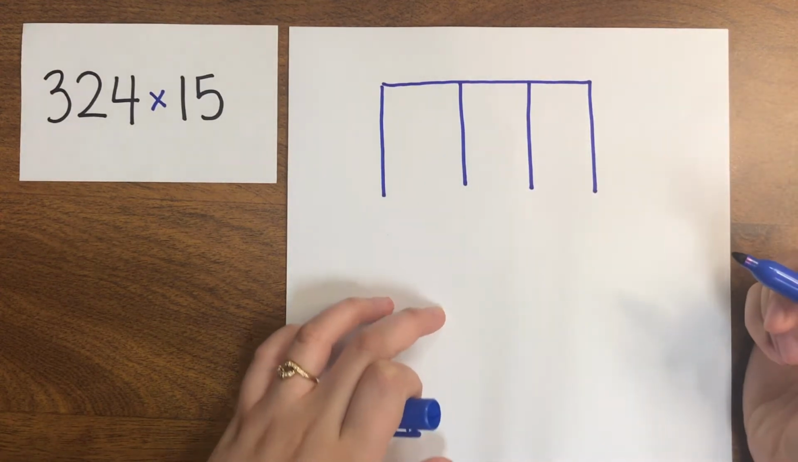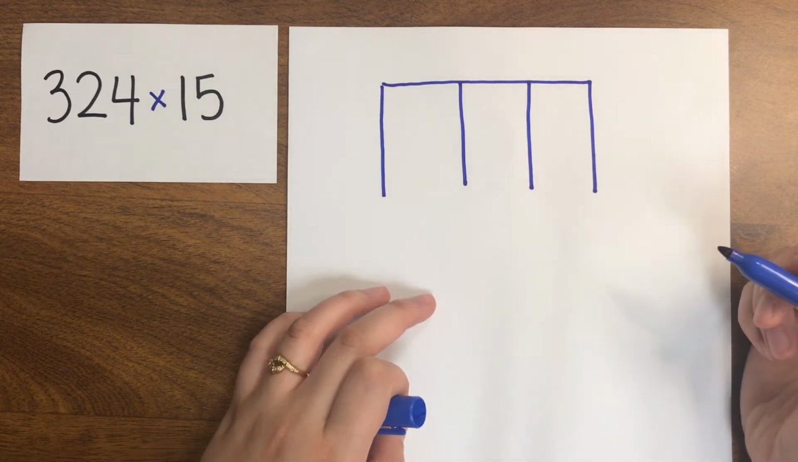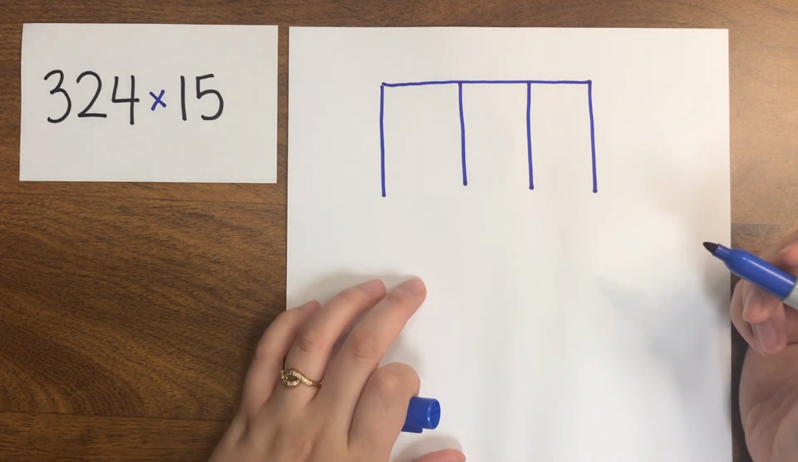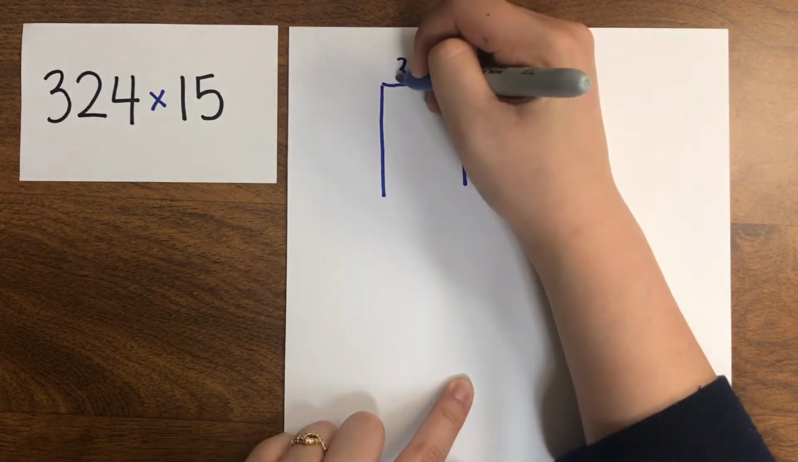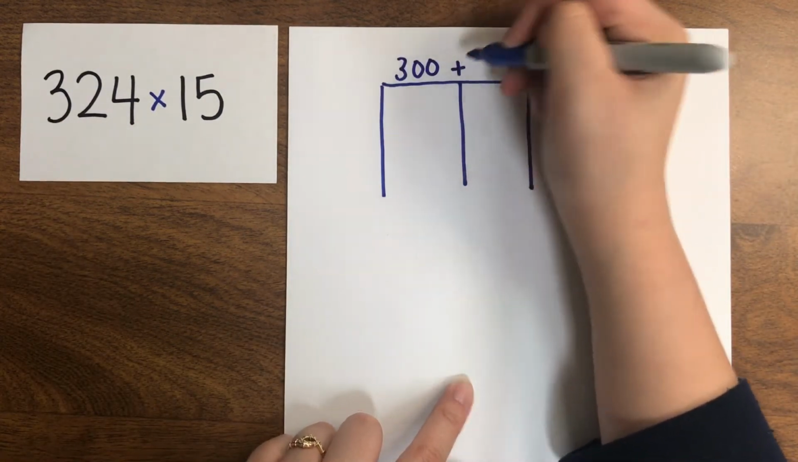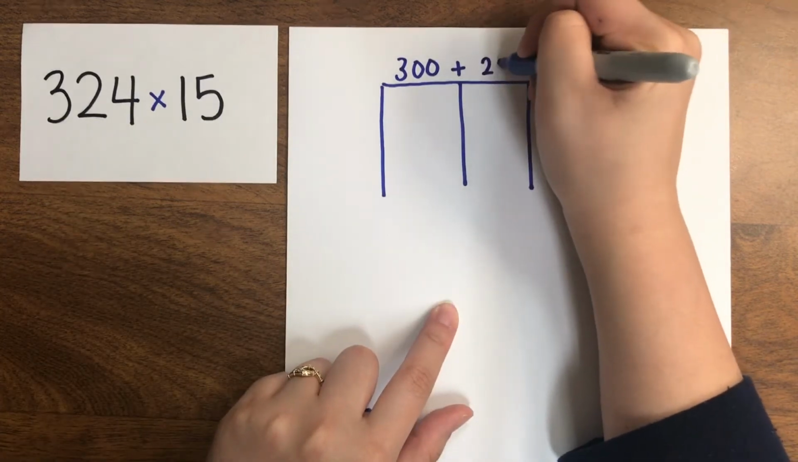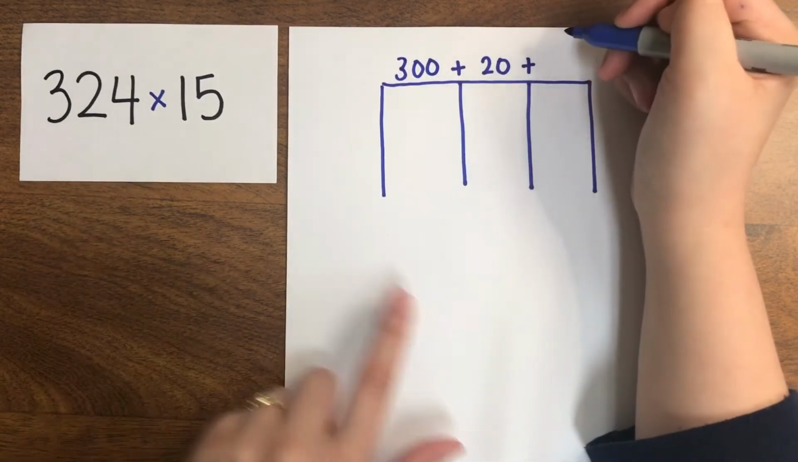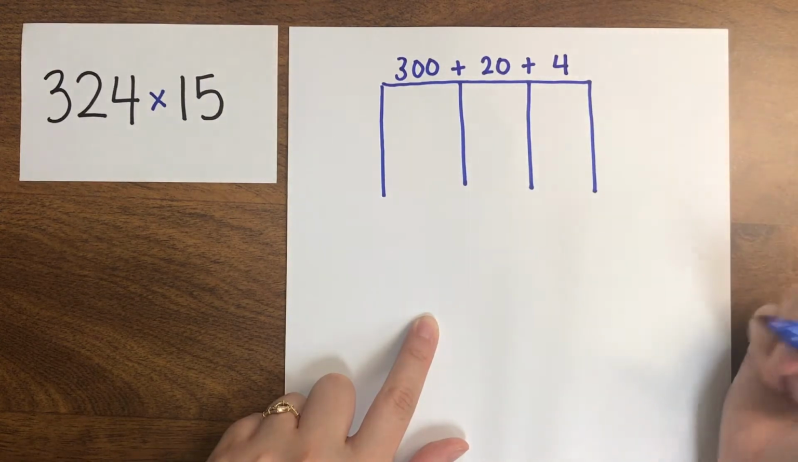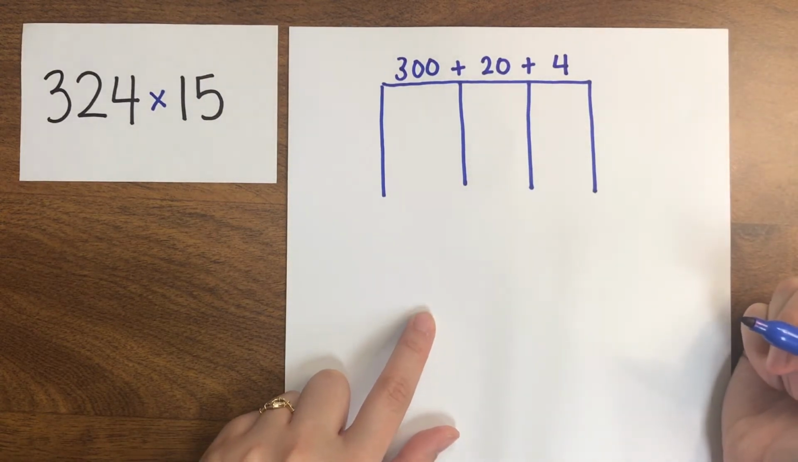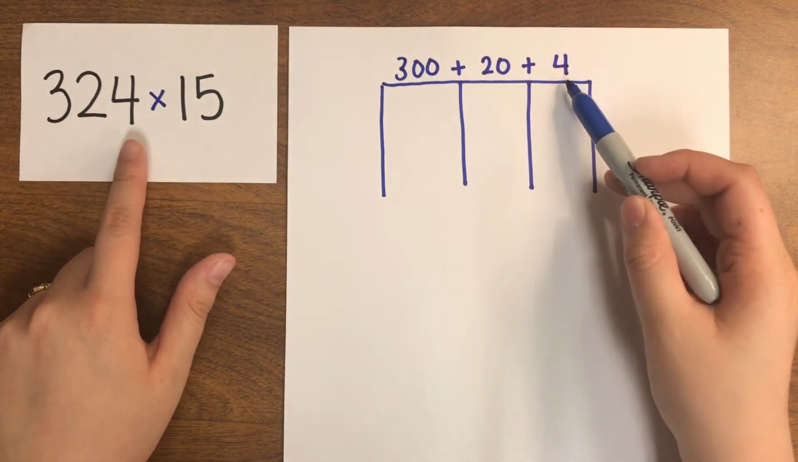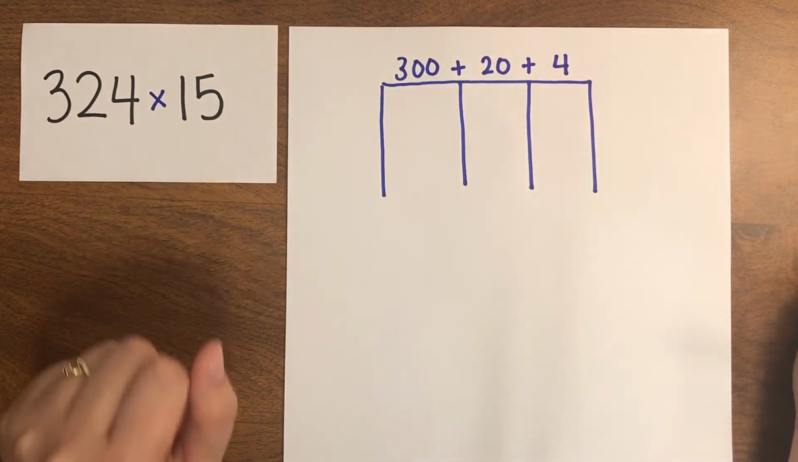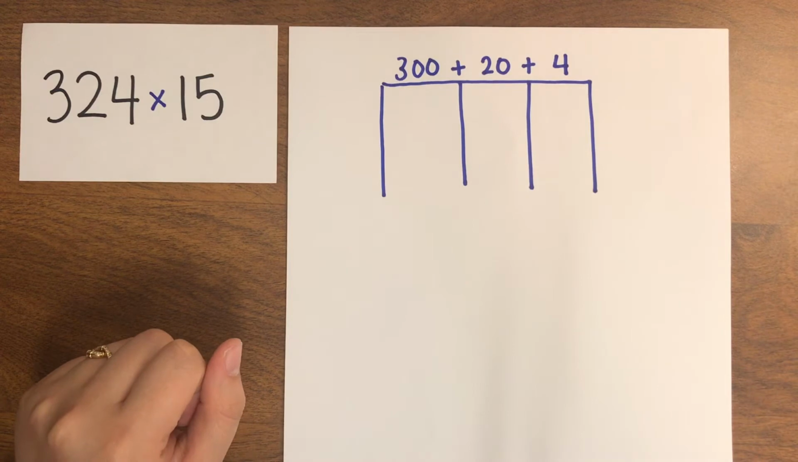We are then going to decompose our number so that it is represented by place value above each column. 300 plus 20 plus 4. We can clearly see the hundreds place, the tens place, and the ones place. Awesome! Now to do this with our next number.